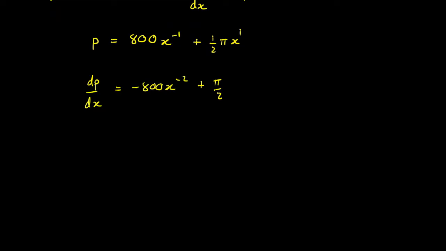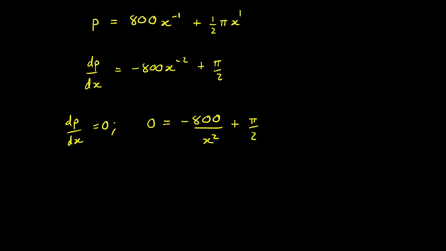Okay, now let's try to simplify this. So dP/dx is equal to 0, which means we'll get 0 is equal to negative 800 x to the power of negative 2, which is the same as negative 800 upon x squared, plus pi by 2.